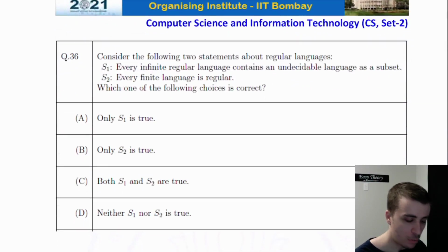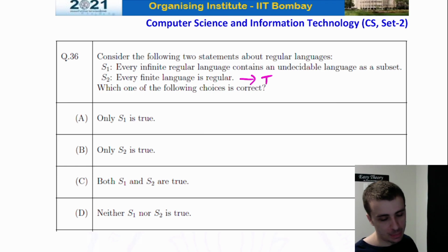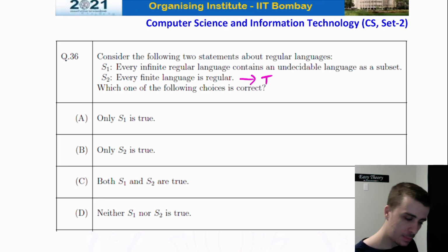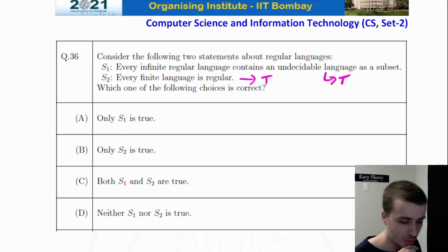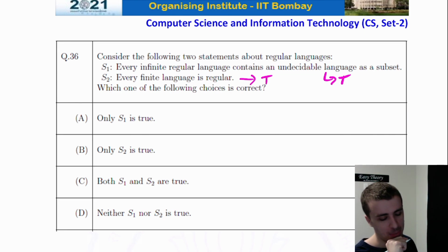programs. Okay, regular languages. Every infinite regular language contains an undecidable language as a subset. And the second one is true: every finite language is regular. So every regular language contains an undecidable language as a subset. I think that's also true. Let me think about it.